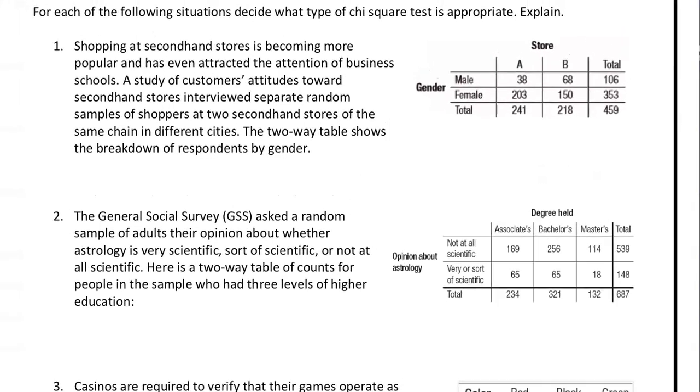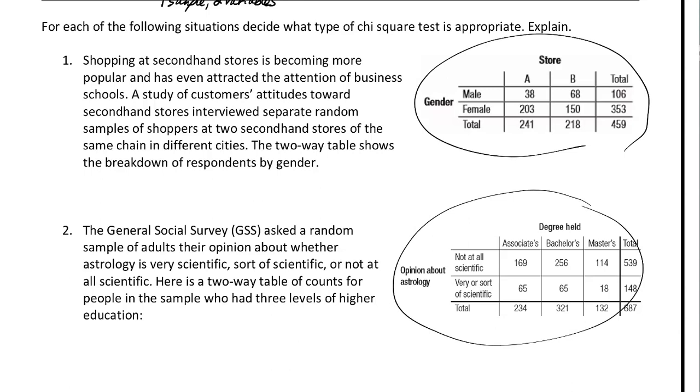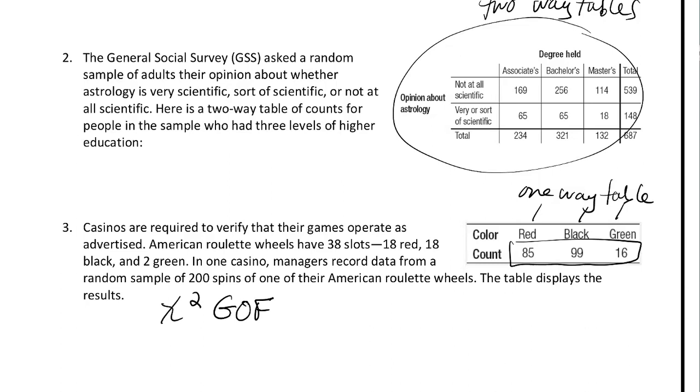So probably the first thing to observe is that in number 1 and number 2, we have what are called two-way tables, whereas in number 3, we have a one-way table. We just have this one variable here, the color. So this is a one-way table. That narrows it down that number 3 must be a chi-squared goodness of fit test. We have one sample, a single random sample, and the color is our one variable. So we have one sample and one categorical variable, and that's color.